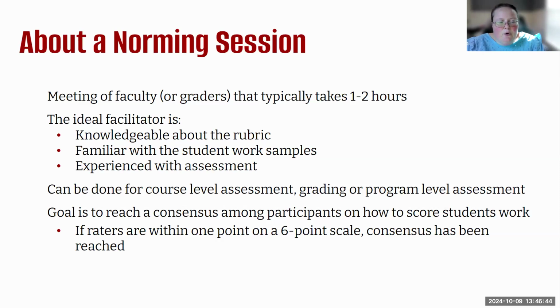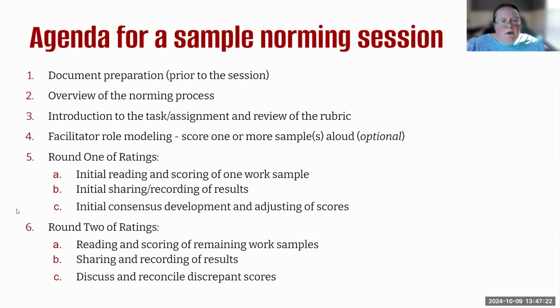But ultimately, the goal of a session is to bring everyone together to rate some student samples and have discussion to the point where you reach consensus on how to score students. So, if the total score on a rubric is out of 6 points or more, right, whether by adding the criteria together or if it's a holistic rubric, if raters are within 1 point of one another, if it's 6 points, if it's more points, it could be a little bit more, then consensus would have been reached. So a norming session typically would involve preparing some student work samples prior to the session.